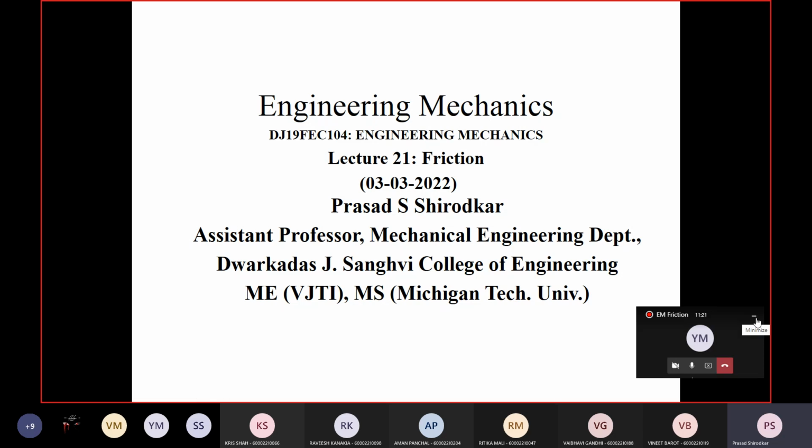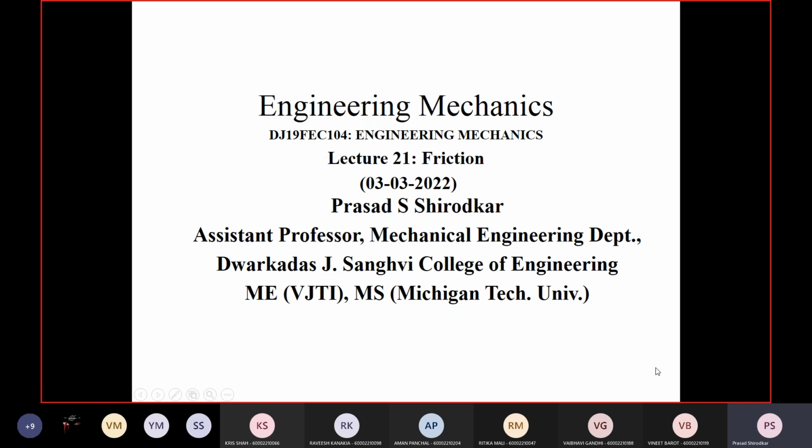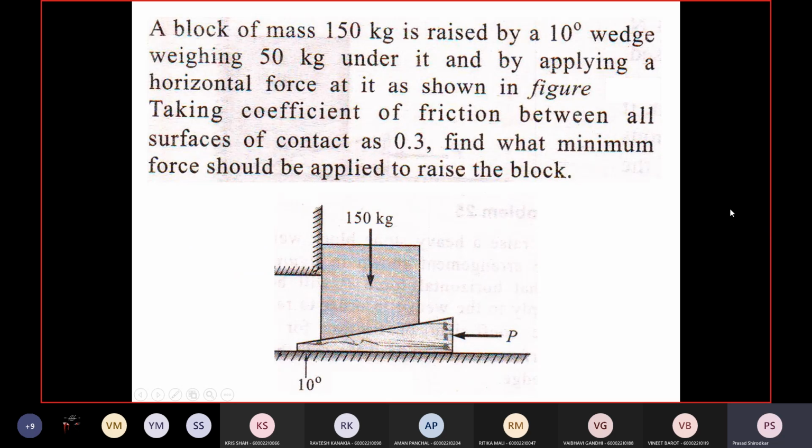Okay. So we'll continue with friction. We will do some more problems on wedge friction, which is slightly complicated, especially when you have to construct a three-body diagram. Right, so let's start with the problem.